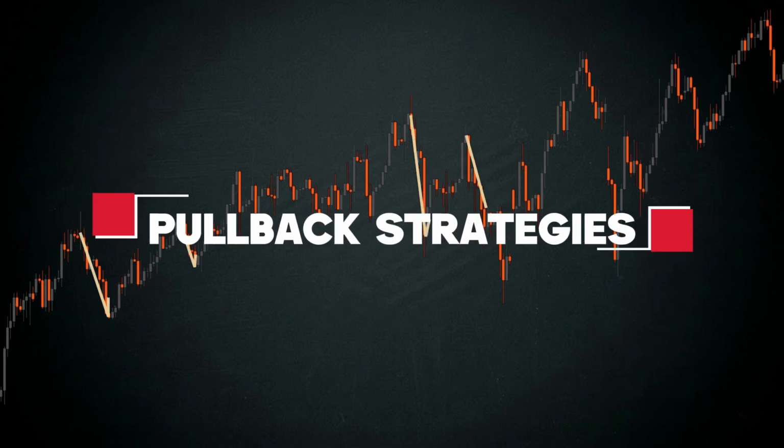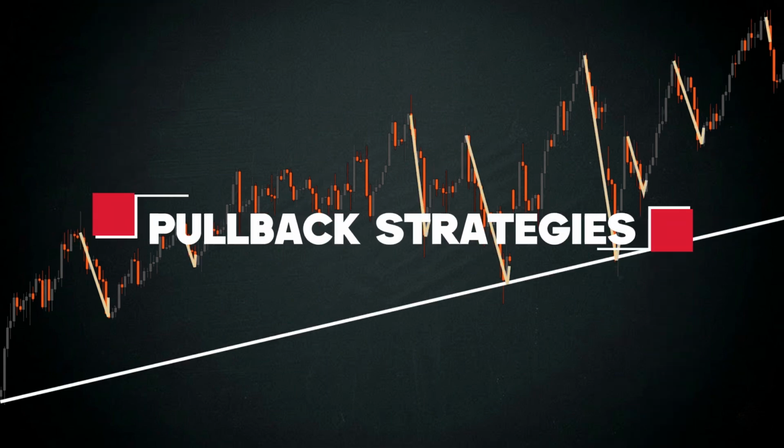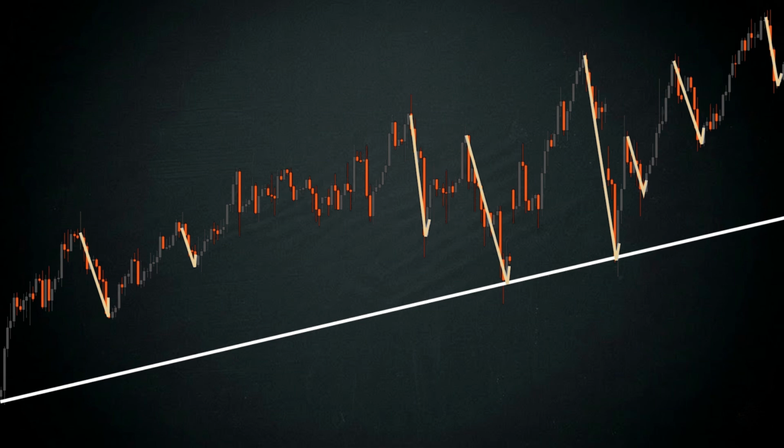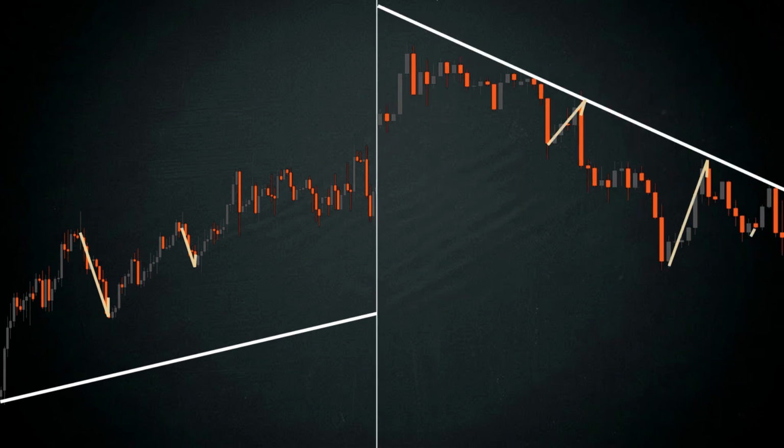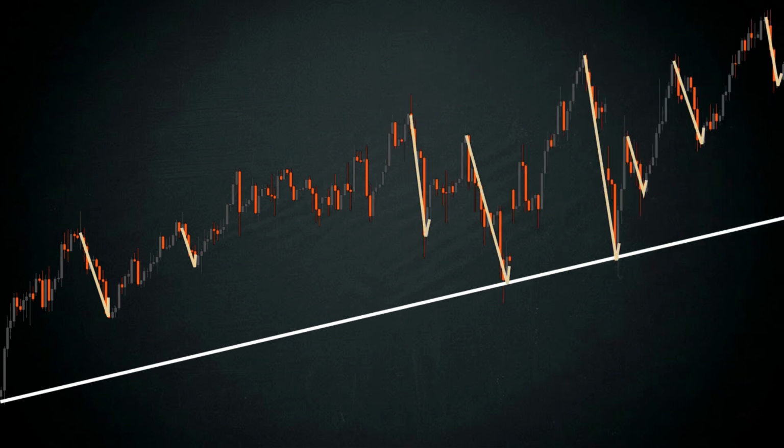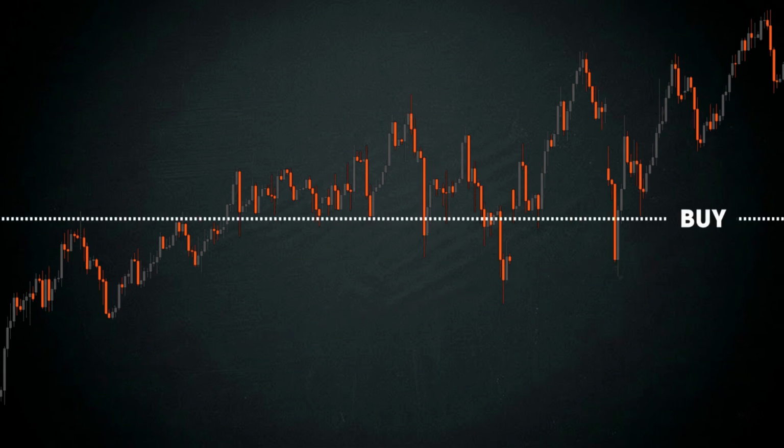Have you ever perfectly mapped out an order block, patiently waited for the price to return, entered your trade, only to get immediately stopped out by a fake breakout? Oh, it's literally one of the most frustrating experiences in trading. But here's the truth. Not all pullbacks are created equal.